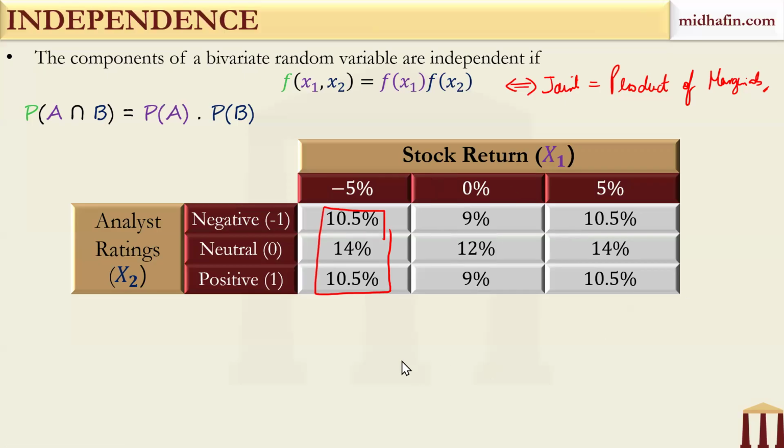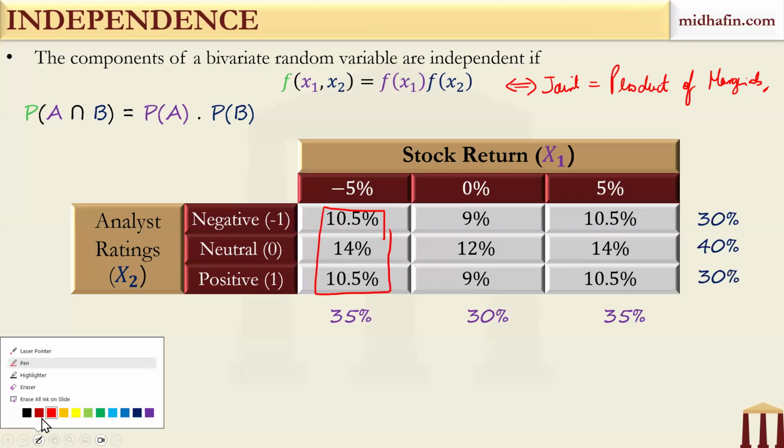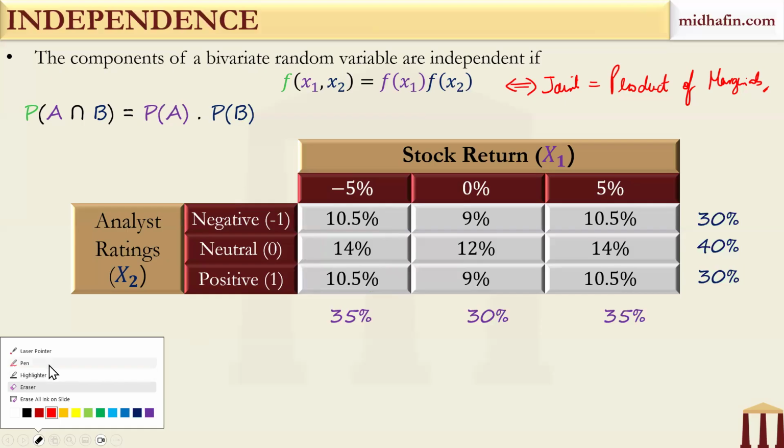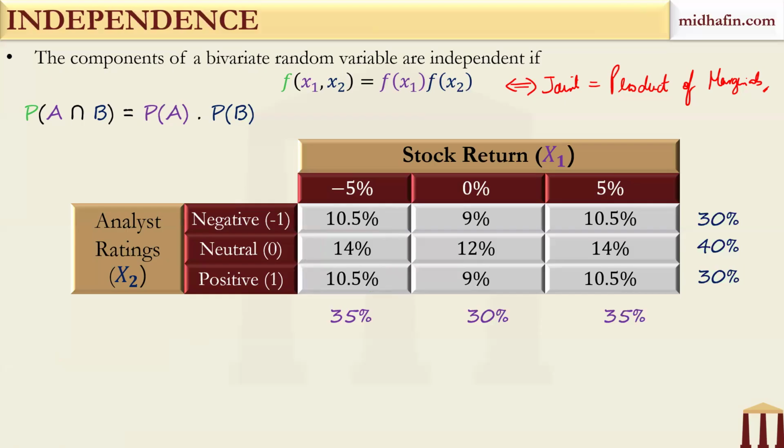Correct. 35. So this is 35, 30, and 35. Similarly, if you add across rows, you get 30, 40, and 30. And of course, on either side, the sum will be 100. That is not required in this case. So if I want to find out the marginal probability of x1 being equal to 0, I clearly sum across the column of 0%.